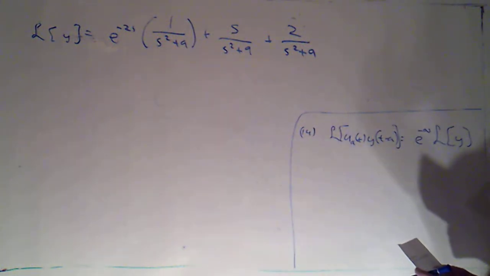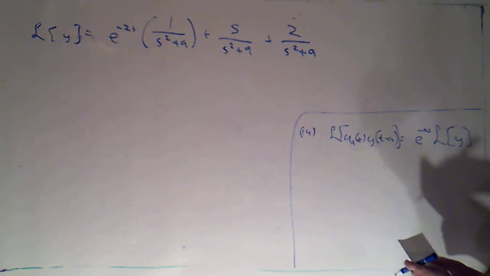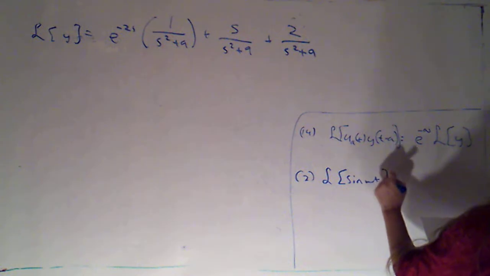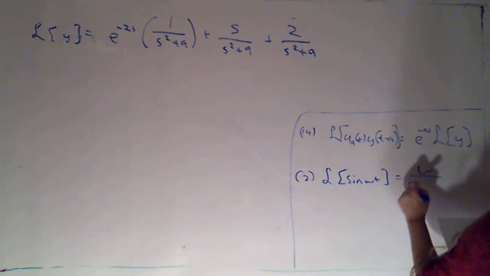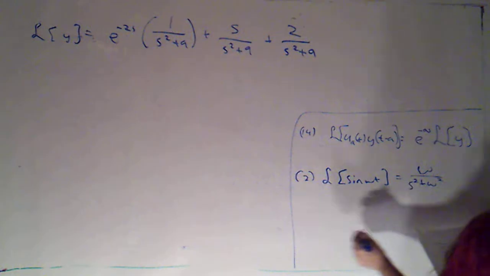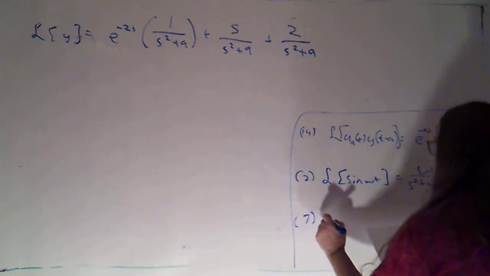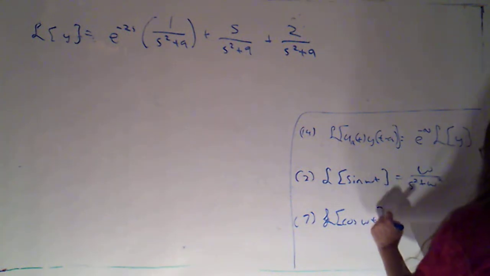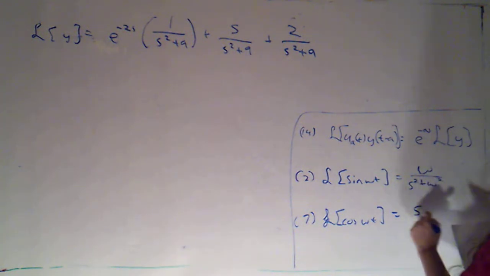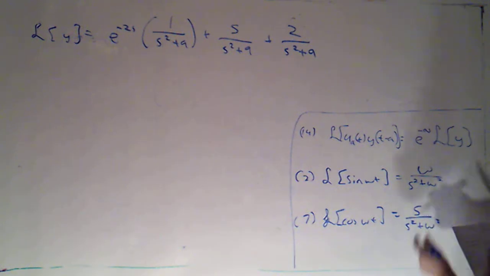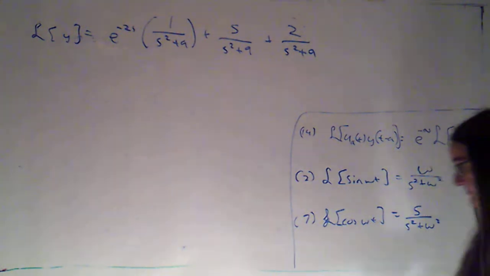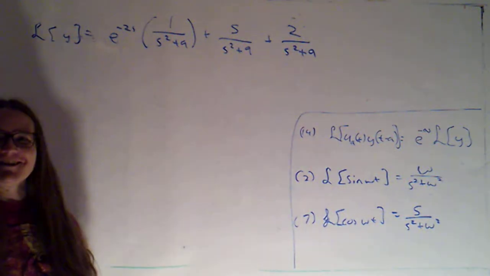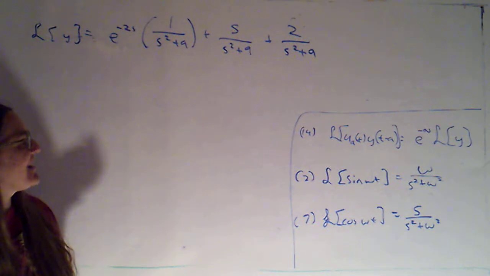And then the other formulas that we're going to need are formula 2, which says the Laplace transform of sine omega t is just omega over s squared plus omega squared, and formula 7, which says that the Laplace transform of cosine omega t is equal to s over s squared plus omega squared. Okay, some of these have restrictions on s. I'm not concerned about the restrictions on s. At this point, I'm concerned with making them match.